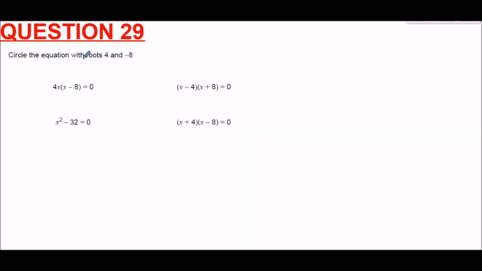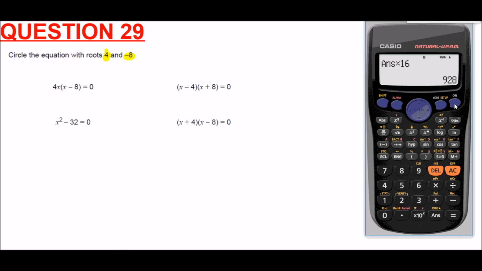Question 29. Circle the equation with roots 4 and -8. And so when it says roots, what it means by that is the values of x which solve the equation. And so we're saying which one of these 4 has a solution where x is 4 and x is -8. So what we're going to try is x being 4 and x being -8 for each of these and see if it equals 0.